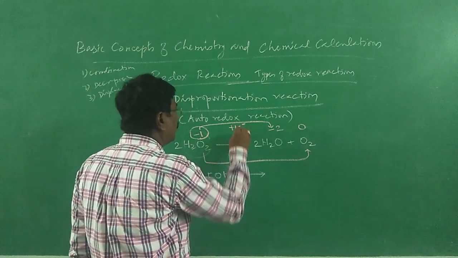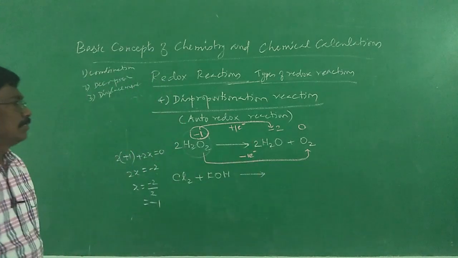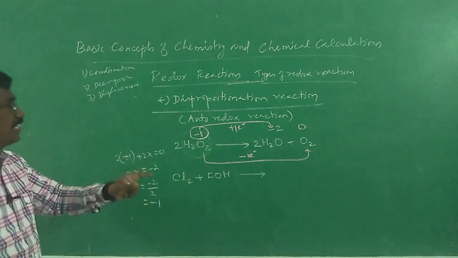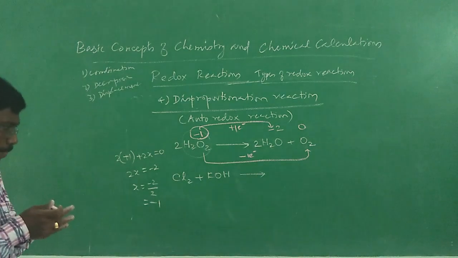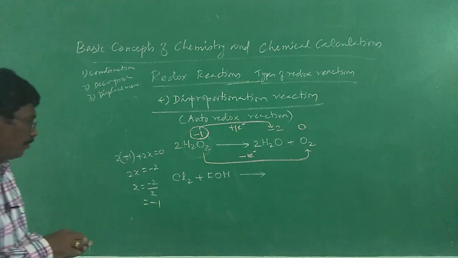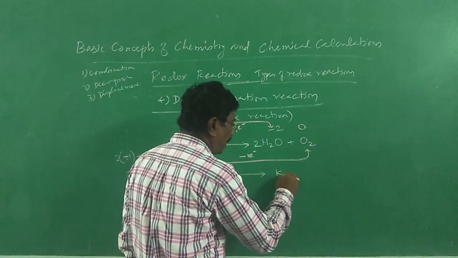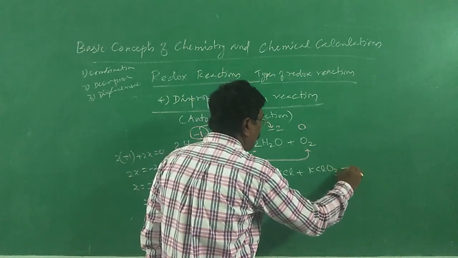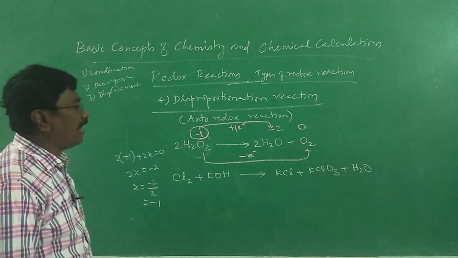Here gain of 1 electron, here loss of 1 electron. So here reduction, oxidation. It is said to be disproportionation or auto-redox reaction, happening with the same element, oxidation as well as reduction. When chlorine is made to react with potassium hydroxide, it forms potassium chloride, potassium chlorate and water.